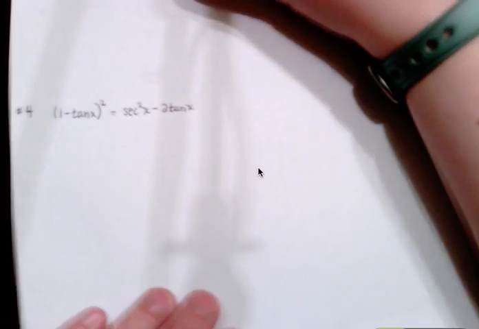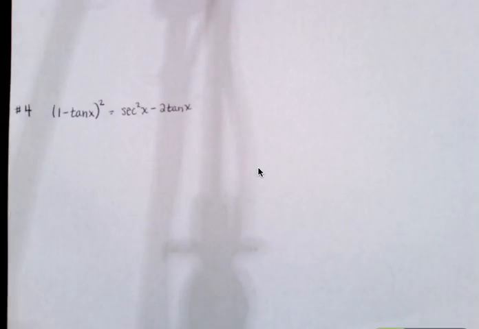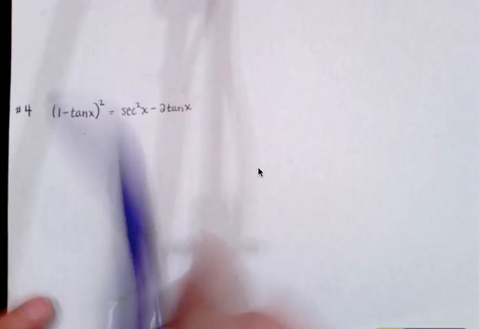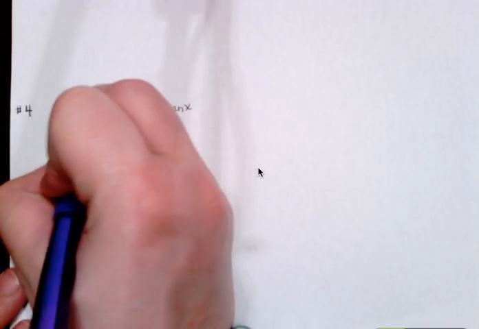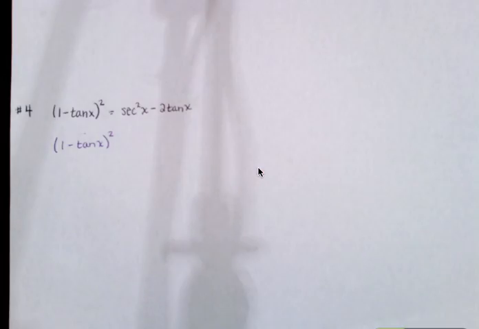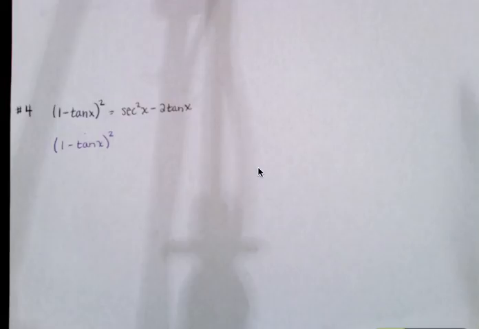Now number 4. Again, the first step to any proof is writing the side that you think you want to start with. Generally, I always try to start with the left or the more complicated side. So I'm going to start with the left. So you rewrite that. Now, a lot of people's first choice is always to put things in terms of sine and cosine. But we have a tangent over here. So for now, I'm just going to leave it tangent.